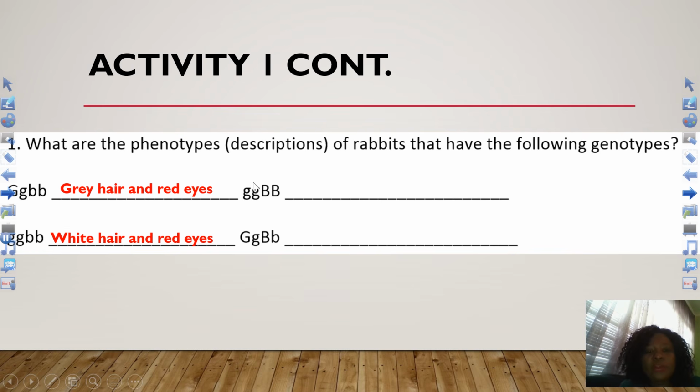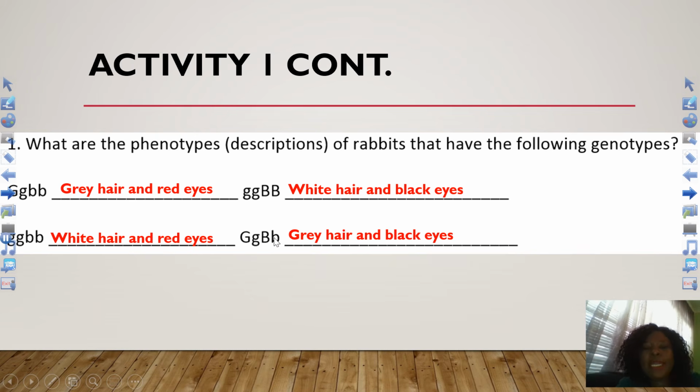Then the third one is two small g's, meaning that they will have white hair, and two capital B's, meaning they will have black eyes. So it's white hair and black eyes, not black hair. Then the last one is capital G, small g, capital B, small b, which gives us gray hair and black eyes.